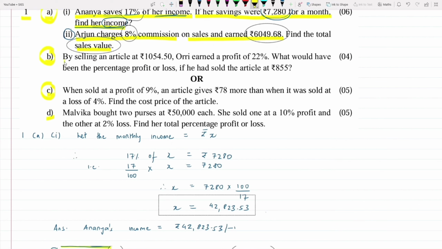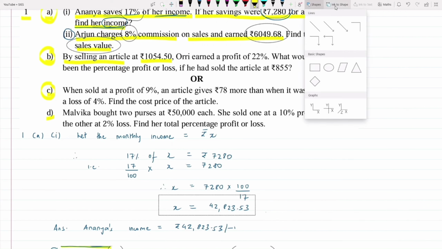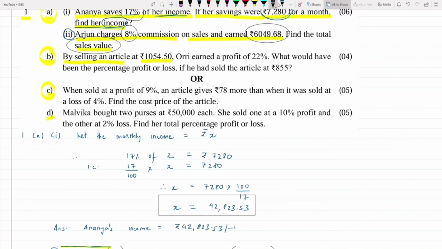We'll move on to question number 1B, and it states, by selling an article at 1054.50. So let me simultaneously go on highlighting the figures that are provided to us. Ori earned a profit of 22%. Note that this is profit. What would have been the percentage profit or loss if he had sold the article at 855 rupees?